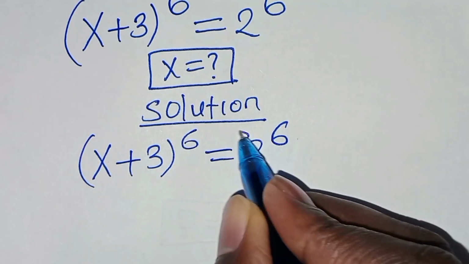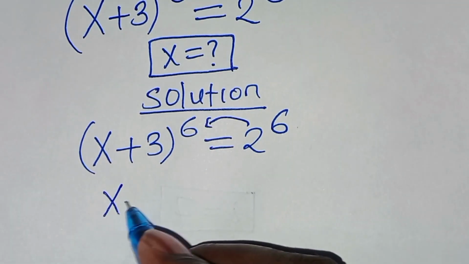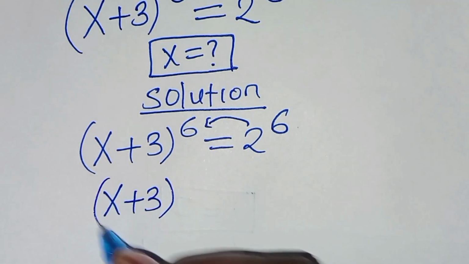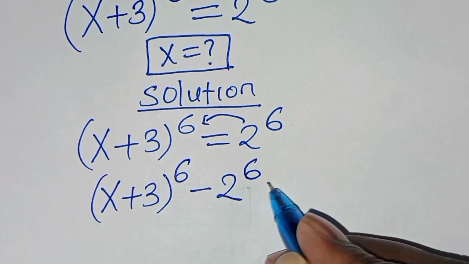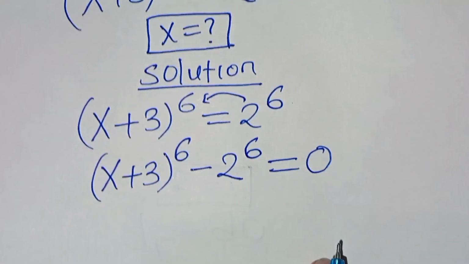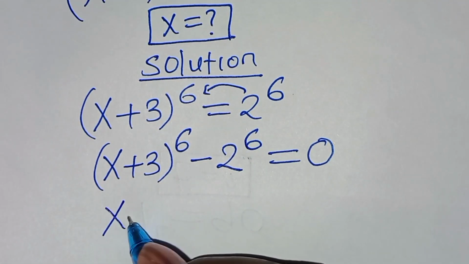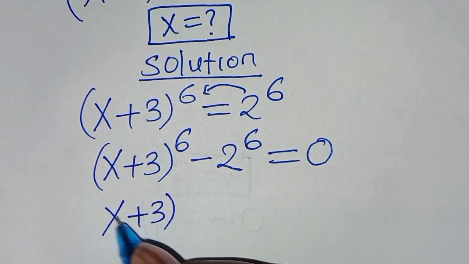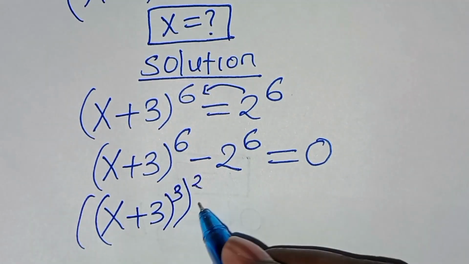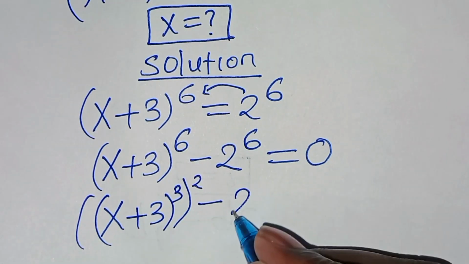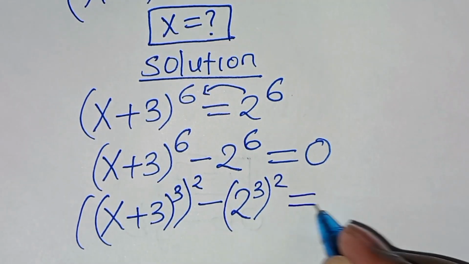The first thing to do here is to move 2^6 to the left-hand side, so that we have (x+3)^6 minus 2^6 equal to 0. We can express (x+3)^6 as ((x+3)^3)^2, and 2^6 can be expressed as (2^3)^2. This is equal to 0.